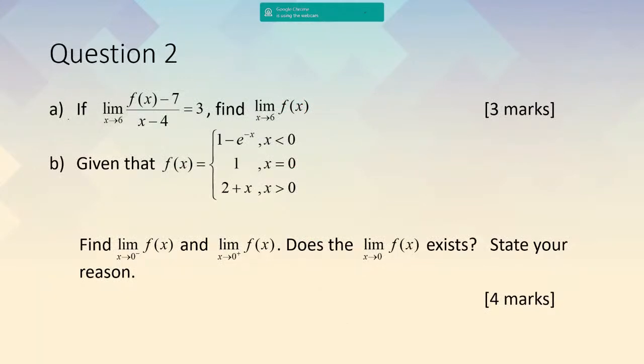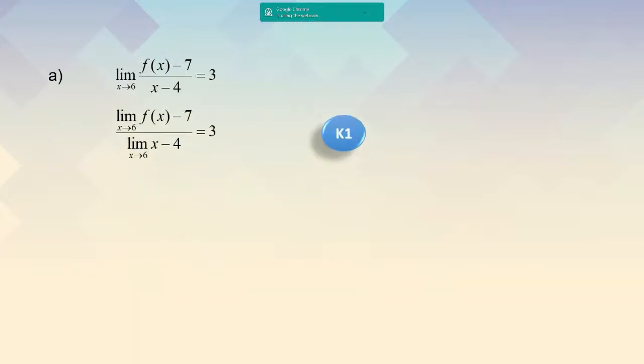So we look at number 2A. If the limit of f(x) minus 7 over x minus 4 as x approaches 6 equals 3, you need to find the limit of f(x) as x approaches 6. So which means we need to find this function. For this question, you need to use the properties of limits. You'll get the limit of f(x) as x approaches 6 minus 7, over the limit of x minus 4 as x approaches 6, equals 3. So this is your first mark.